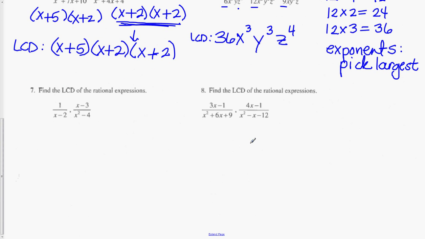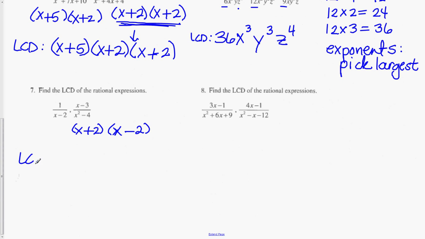All right, let's look down at number 7. The first fraction is already factored, x minus 2. You can't change anything with it. So I'm going to look at the second fraction, x squared minus 4. That's the difference of two squares. So that's x plus 2 and an x minus 2.